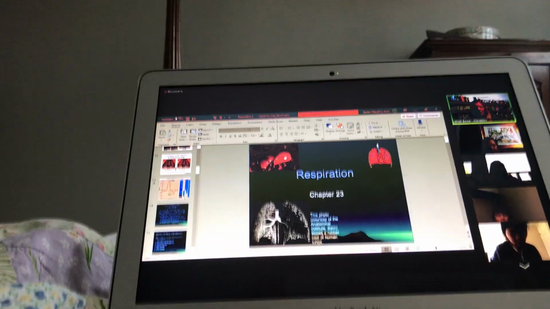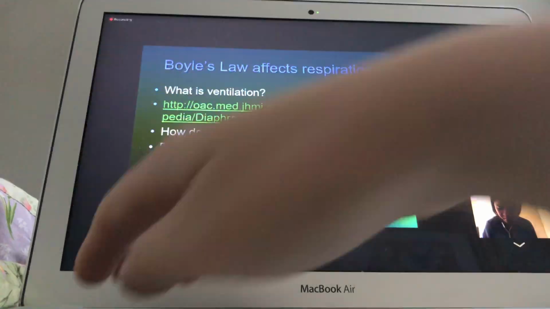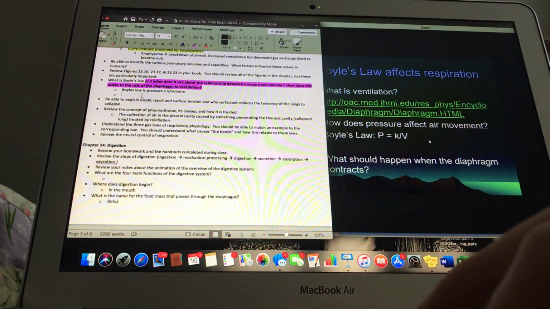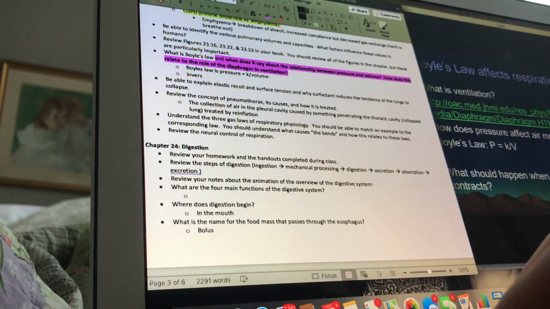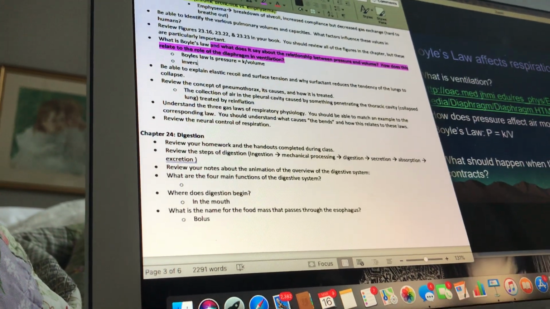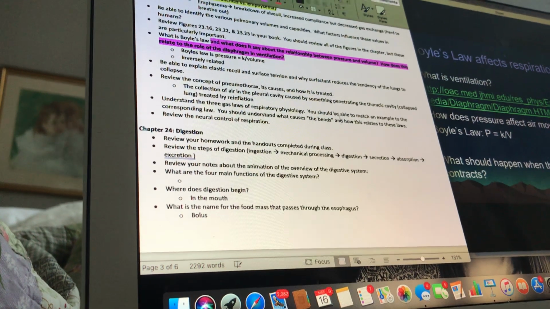The first question that we have today is about Boyle's law. The idea behind Boyle's law is just that pressure is inversely related to volume. It's what we think about when we're talking about increasing lung capacity.